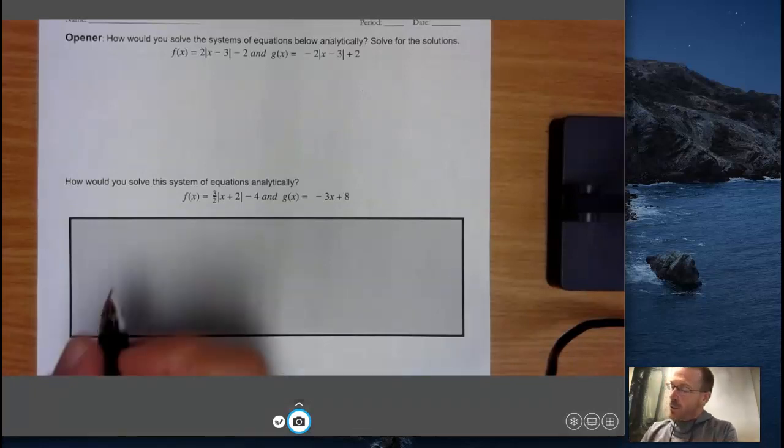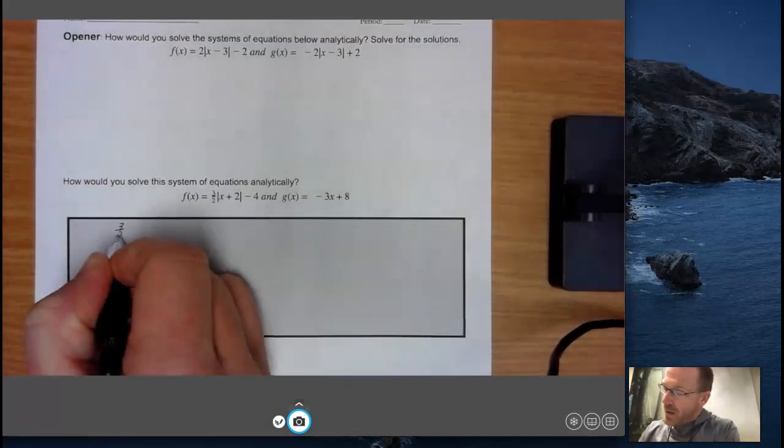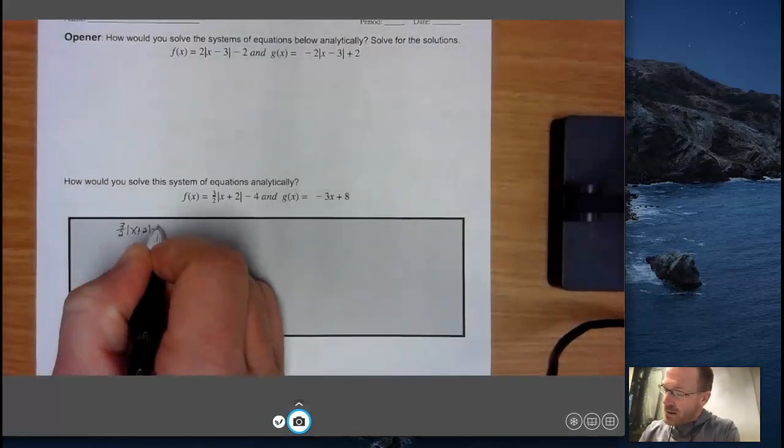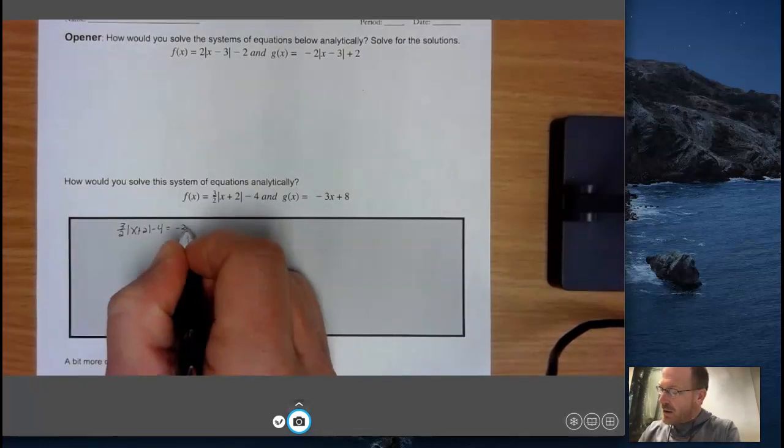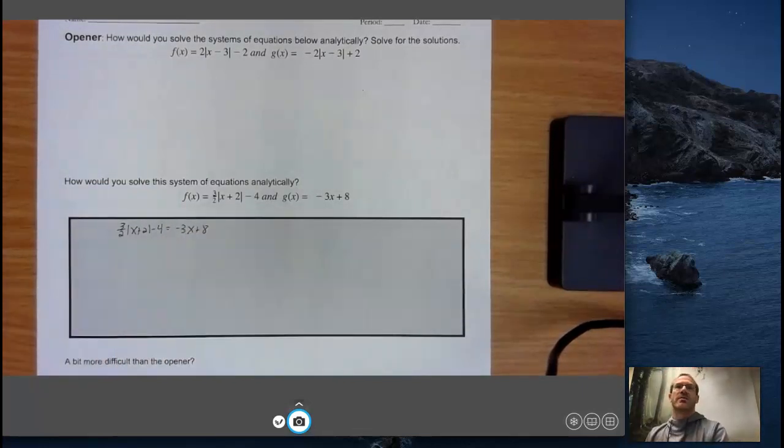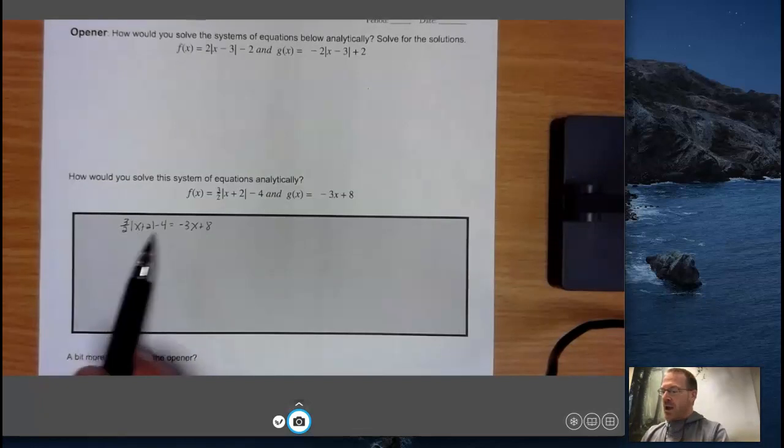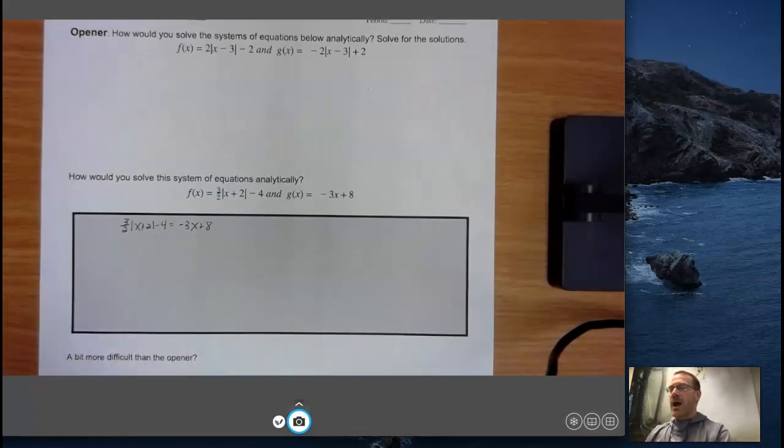Once again, we'd start off in the same kind of manner, where we would take and set the two functions equal to each other, just like we did above. Now, notice though, there are no like terms here. So how do we solve this? This is really what I was hoping you would get to, that this is more difficult than the opener, because we don't have those like terms where we can move things around.